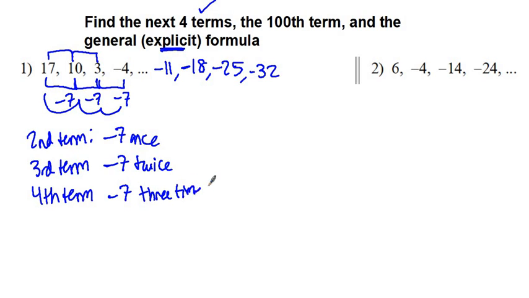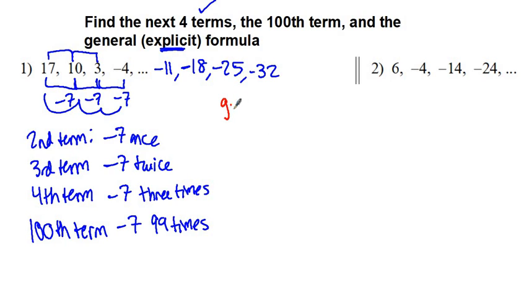You can probably see the pattern. To go to the second term, we subtract 7 once. To go to the third term, we subtract 7 twice. To go to the fourth, we subtract it 3 times. To go to the 100th term, think about it for a sec. How many times would you subtract 7? And the answer is you would subtract it 99 times. So here is the general formula for arithmetic sequences.